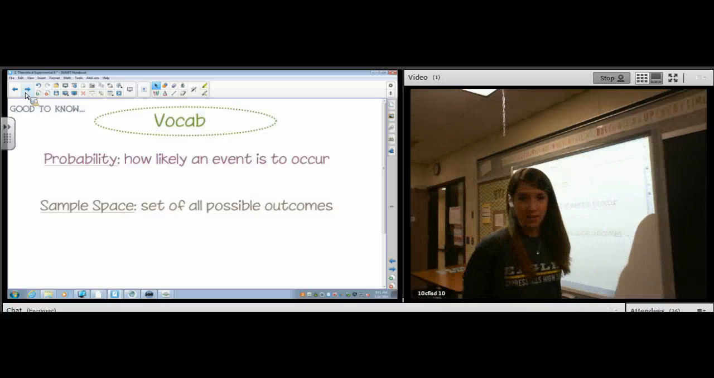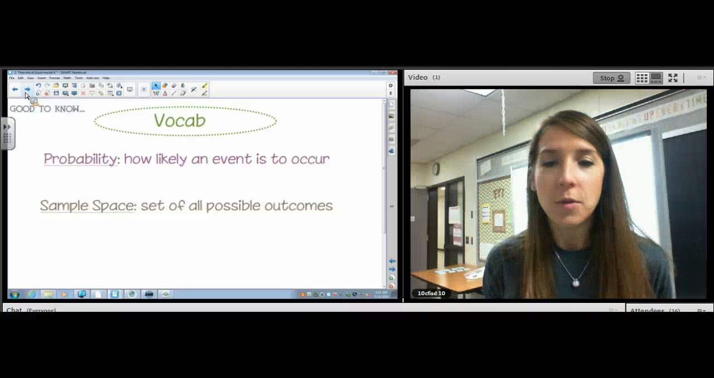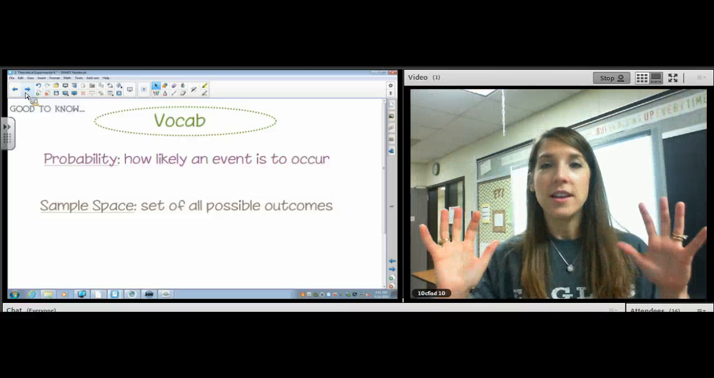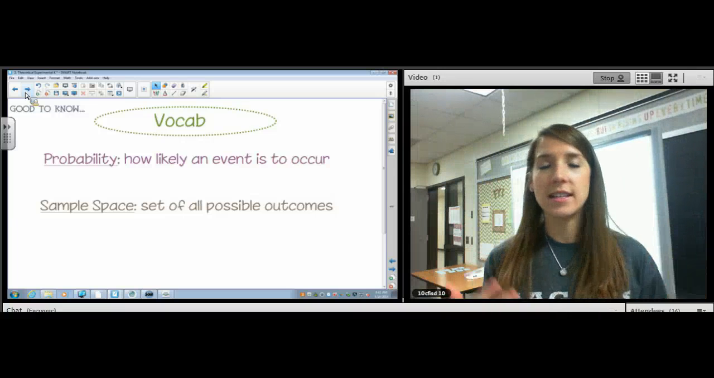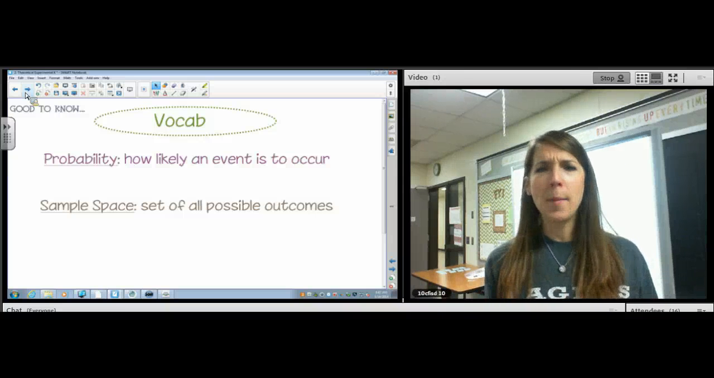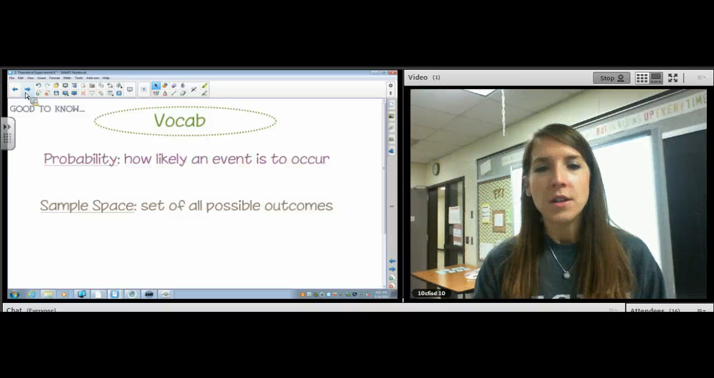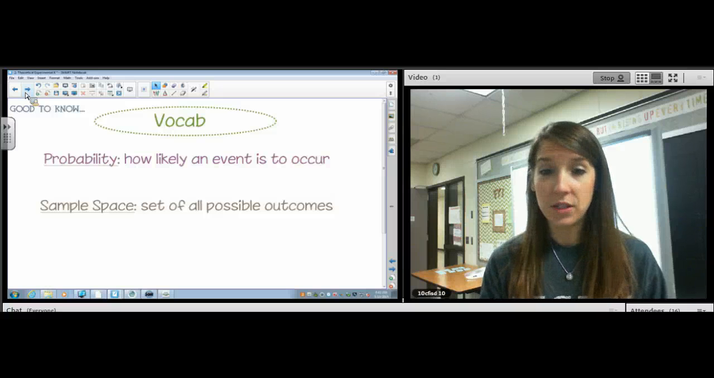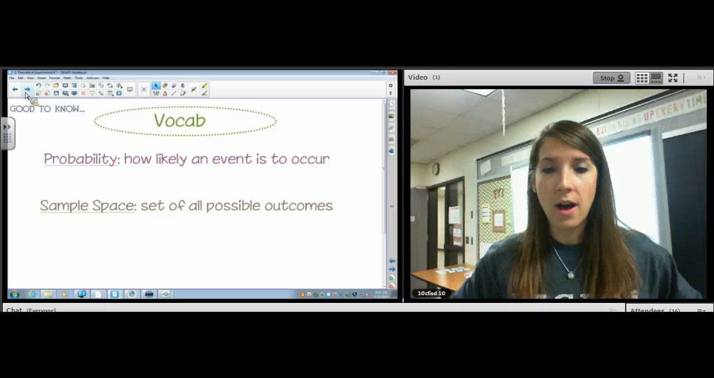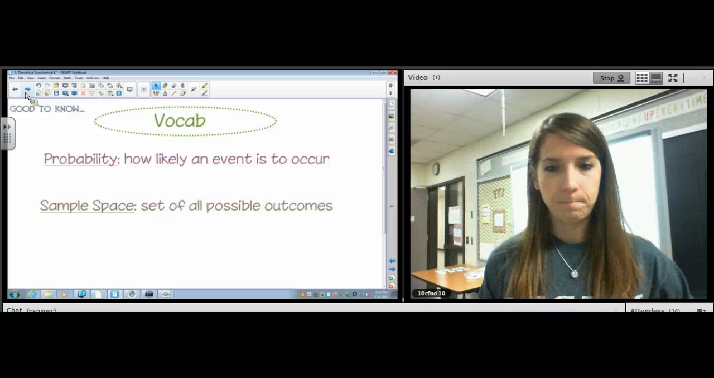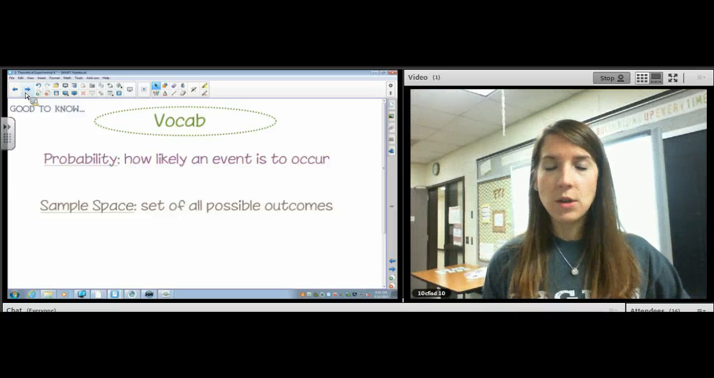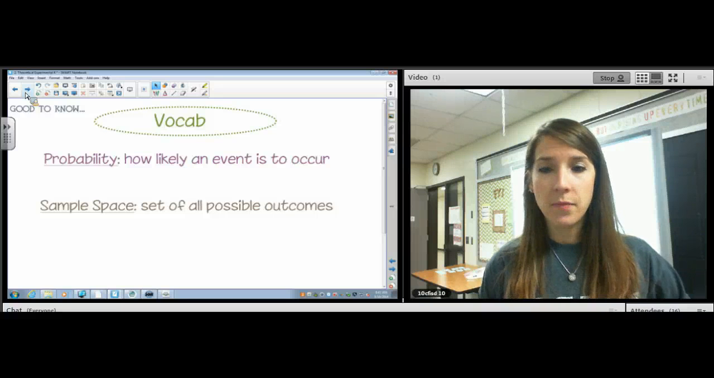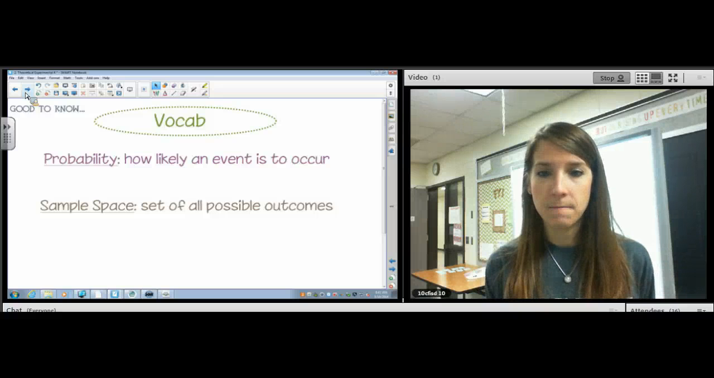Today we're actually going to find the probability of things. We are actually going to see what is the likelihood that something happens instead of just saying, how many combinations are there? So probability, how likely an event is to occur. Sample space, the set of all possible outcomes. So I'm going to be using those words, probability and sample space.